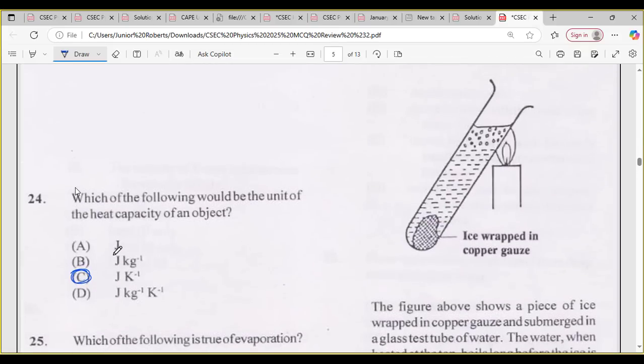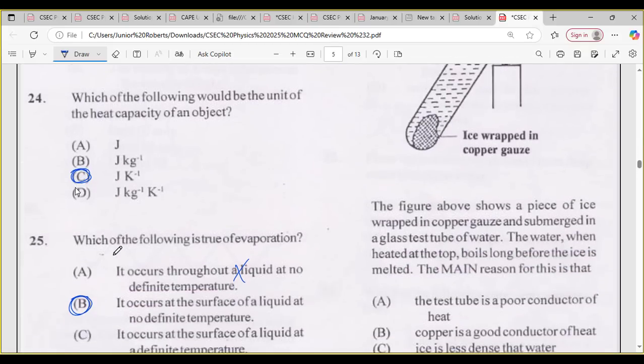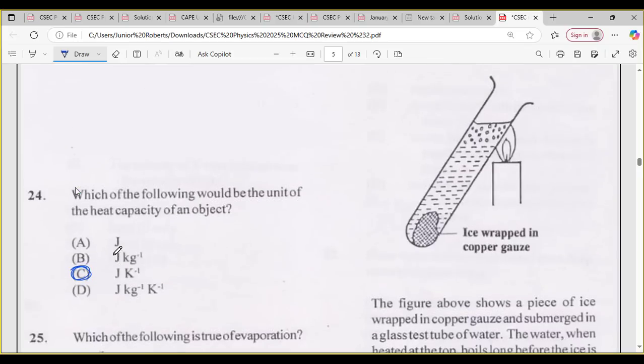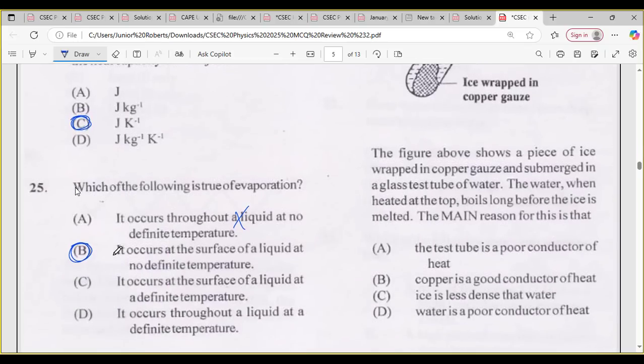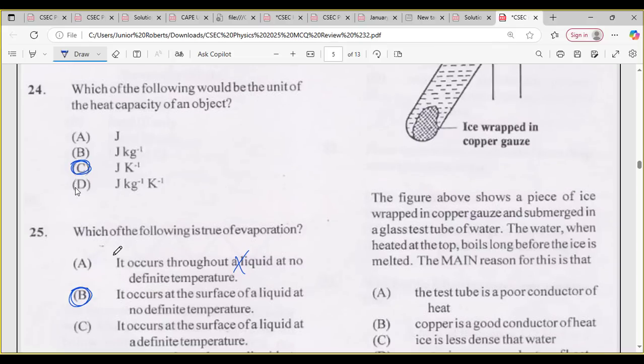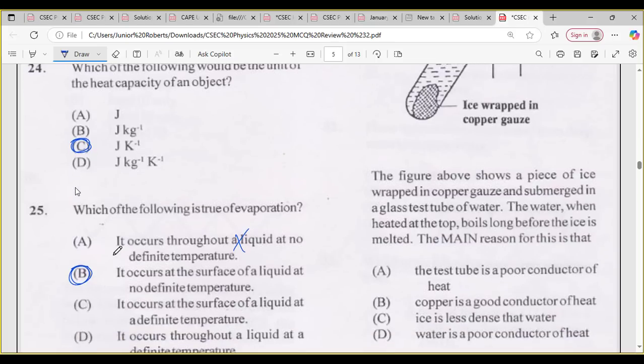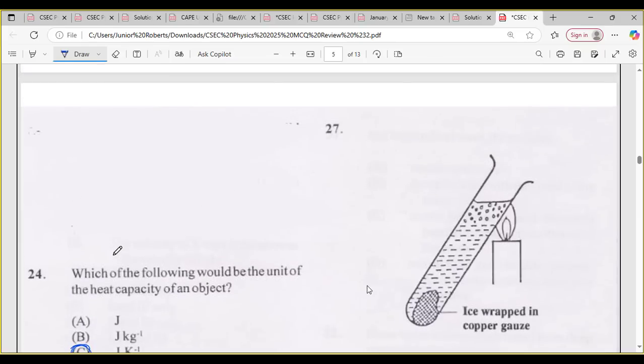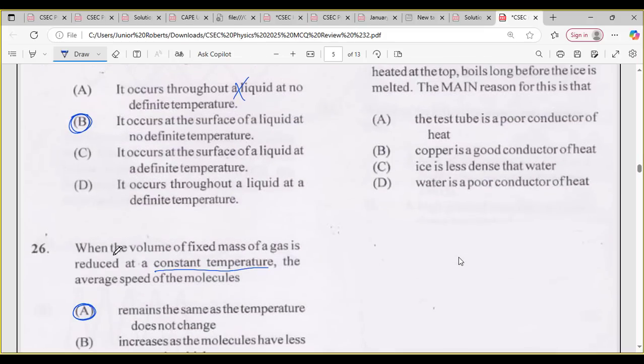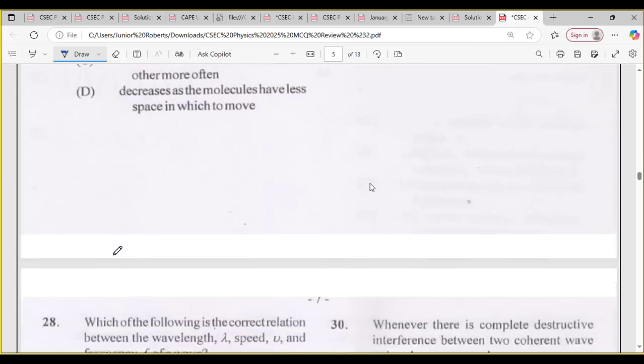27 now is where we are next. So 27 says that the figure above shows a piece of ice. I think we saw this question before. But anyways, it says that the figure above shows a piece of ice wrapped in a copper gauze and submerged in a glass test tube of water. The water, when heated at the top, boils long before the ice is melted. The main reason for this is that. So the reason why the ice remains unmelted is because water is a poor conductor of heat. So let's go with D for that one.